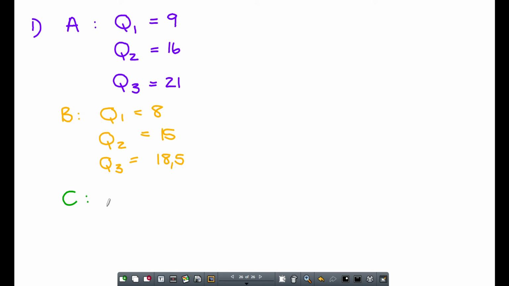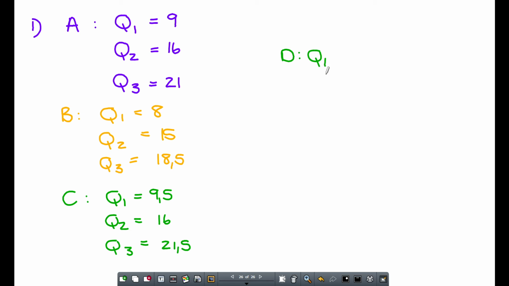At B. Okay, at C, quartile 1 is 9,5. Quartile 2 is 16 and quartile 3 is 21,5. Het julle hom so? Okay. En dan by D, quartile 1 is 9, quartile 2 is 15,5 en kwartiel 3 is 19.